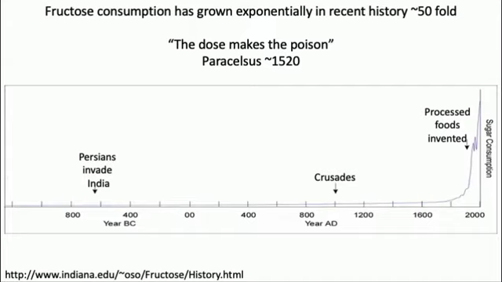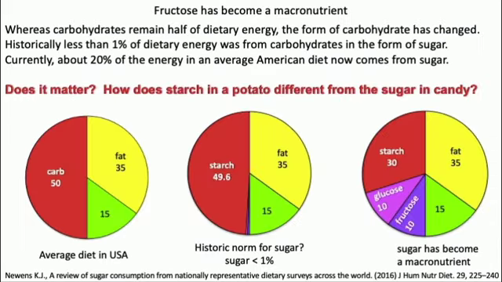It was only after they started purifying sucrose from sugar cane and sugar beets that the amount of sucrose and of fructose in our diets began to grow exponentially, especially over the past few decades. Now, to be clear, for the past 10,000 years, half our dietary calories have come from carbohydrates, about a third from fat, about a sixth from protein, and that's the way it remains till today.